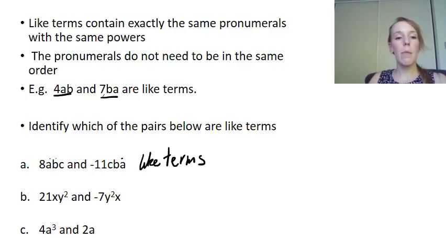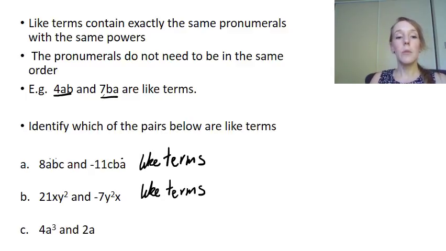For B, we've got 21xy squared and -7y squared x. Do we have the same pronumerals? Both of them have an x, both of them have a y. Are they to the same powers? x isn't raised to a power and y in both is raised to the power of 2. So that means both of these are like terms.